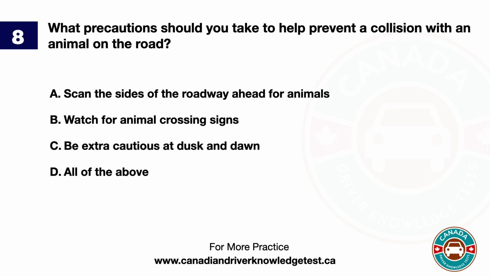Question 8. What precautions should you take to help prevent a collision with an animal on the road? A. Scan the sides of the roadway ahead for animals. B. Watch for animal crossing signs. C. Be extra cautious at dusk and dawn. D. All of the above. The answer is D. All of the above.